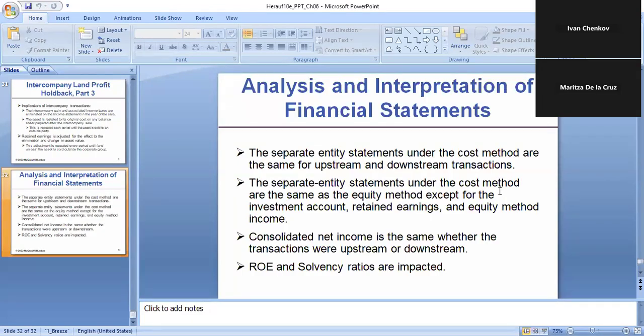So the return on equity and the solvency ratio are impacted by intercompany transactions. And consolidated income is the same whether the transactions are upstream or downstream, so that's not going to affect the consolidated net income since we're eliminating all the intercompany transactions. And that's it for this chapter.